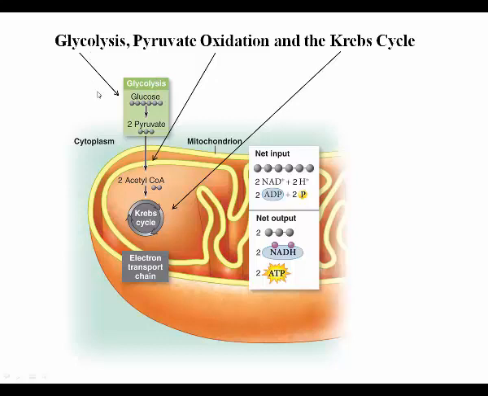Glycolysis is going to happen in the cytoplasm. That's here. Pyruvate oxidation is going to happen in the matrix of the mitochondrion, and the Krebs cycle is also going to occur in the matrix of the mitochondrion. We'll go through each step one at a time and talk about, most importantly, the input and output of these cycles. Remember that our goal is to take glucose, the starting substrate in this process, and ultimately get out ATP.